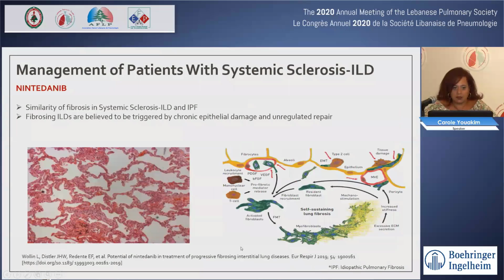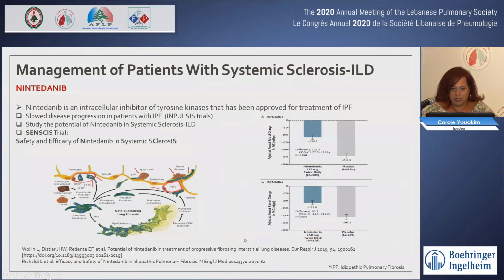Why nintedanib in systemic sclerosis, ILD? Because of the similarity of fibrosis in patients with systemic sclerosis, ILD, and IPF. You all know that fibrosing ILDs are believed to be triggered by chronic epithelial damage and abnormal repair. Nintedanib is an intracellular inhibitor of tyrosine kinases that has been approved for treatment of IPF.